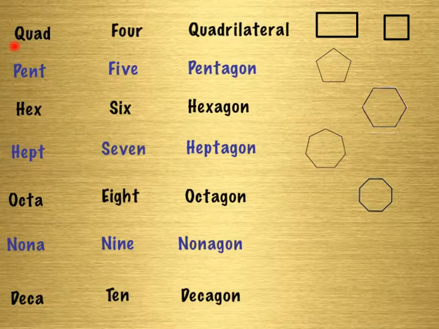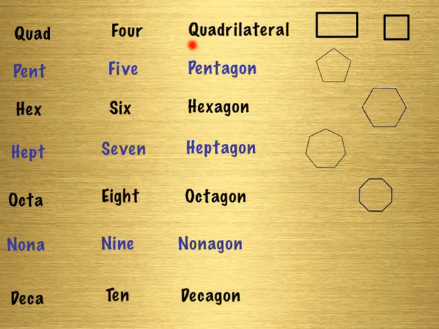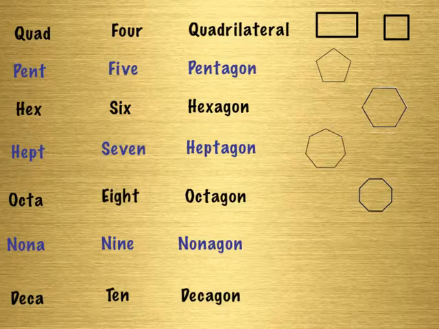Unfortunately, when you're learning shapes, these are just some of those things you have to memorize. So these are the prefixes. And the prefixes tell you how many sides the shape has. Quad means 4, so quadrilaterals have 4 sides. Pent means 5, so a pentagon has 5 sides. Hex means 6, and a hexagon has 6 sides.